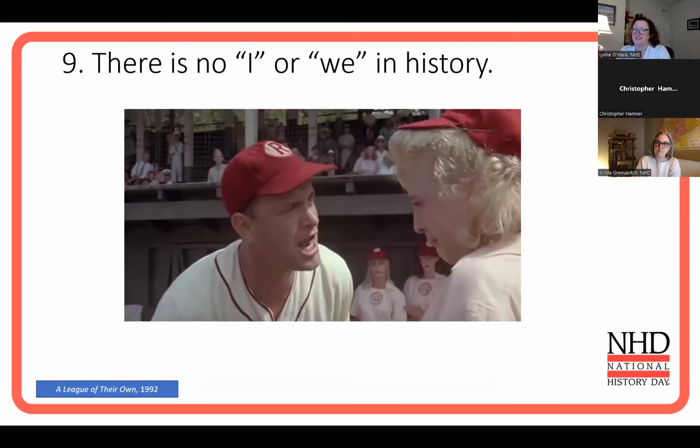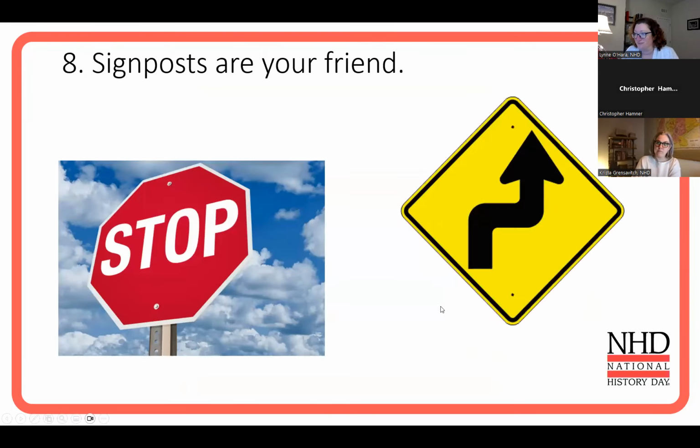There is no "we" in history, just like there's no crying in baseball. A lot of times people want to write, "I think that Thomas Jefferson..." There's no "I." If students are in a group project, "we think that." No. The argument that you're making is your argument or our argument. Drop the I's, drop the we's, unless it's in a direct quote. It probably shouldn't appear in a History Day project.